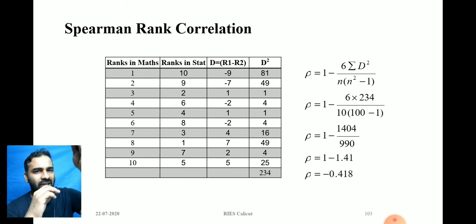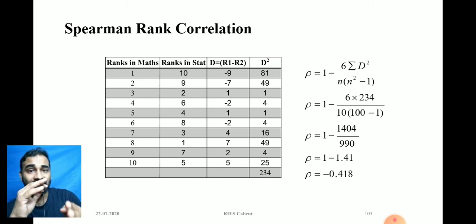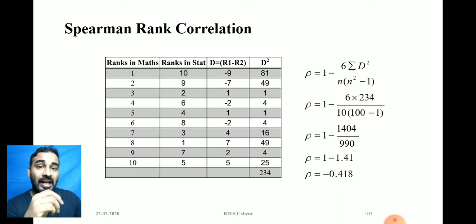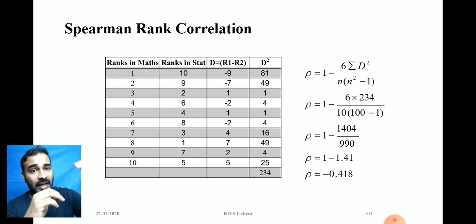Okay, first thing we have to do is arrange the data in ascending or descending order, arranging the x. If you are doing ascending order, then the same order has to be continued in ranking the second variable. So y and x should be ranked according to ascending or descending order.